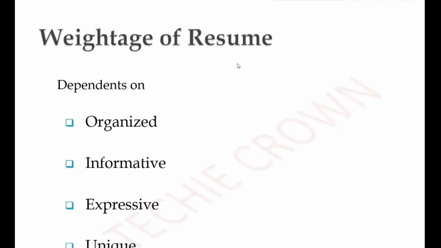Finally comes how unique your resume is to stand out in the crowd. So always make sure you have your resume in a unique pattern so that it will stand out in the crowd and you will be prioritized in any of the interviews.